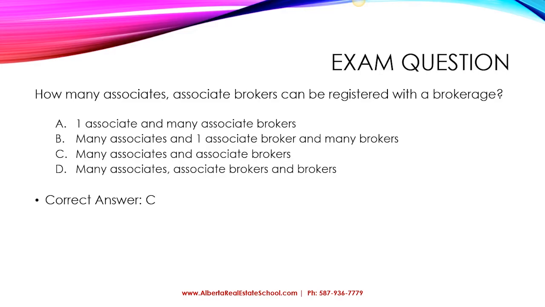The question asks how many associates and associate brokers can be registered with a brokerage. And as we just learned, there can be many associates and many associate brokers that can be registered with a brokerage, but only 1 broker. So the correct answer is C.